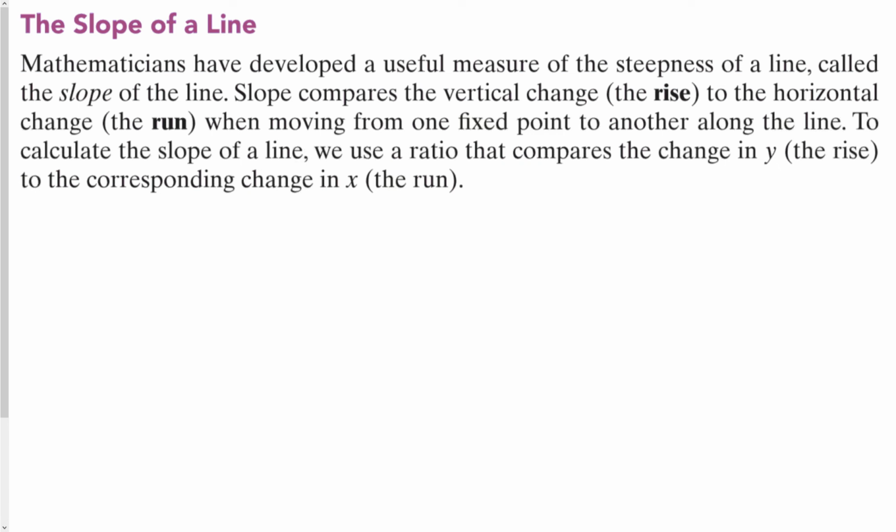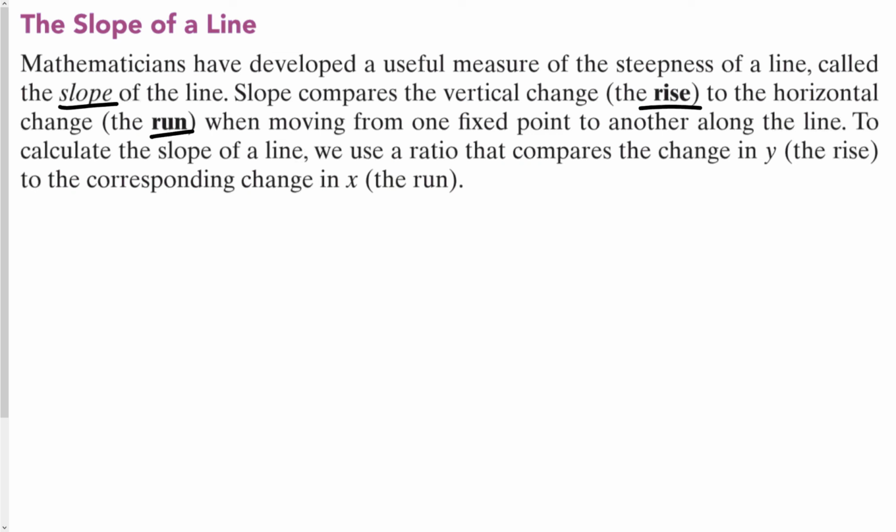So mathematicians have developed a useful measure of the steepness of a line and have called it slope. Okay, so that's all slope means. It means how fast is the line going up, how fast is it going down. And what it does is it compares the vertical change, we like to call that rise, to the horizontal change, the run, when moving from one fixed point to another along the line.